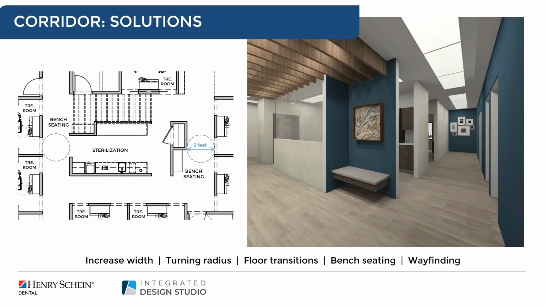Working in bench seating along a corridor can serve multiple purposes. Those who have mobility limitations might use this as a place to sit down and rest when going to and from the treatment room. For people with behavioral issues who might be experiencing elevated anxiety, it's a place to sit down and regroup before entering the treatment space.